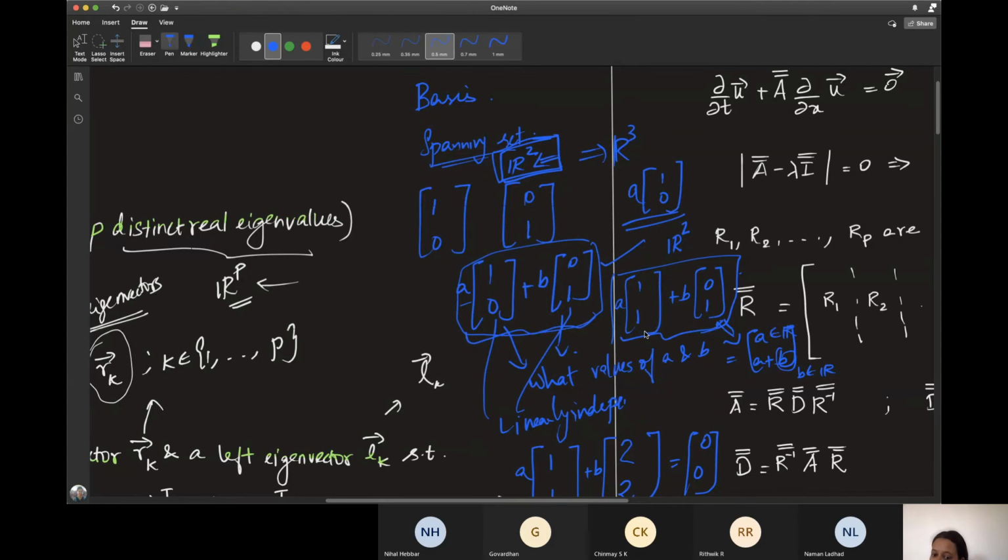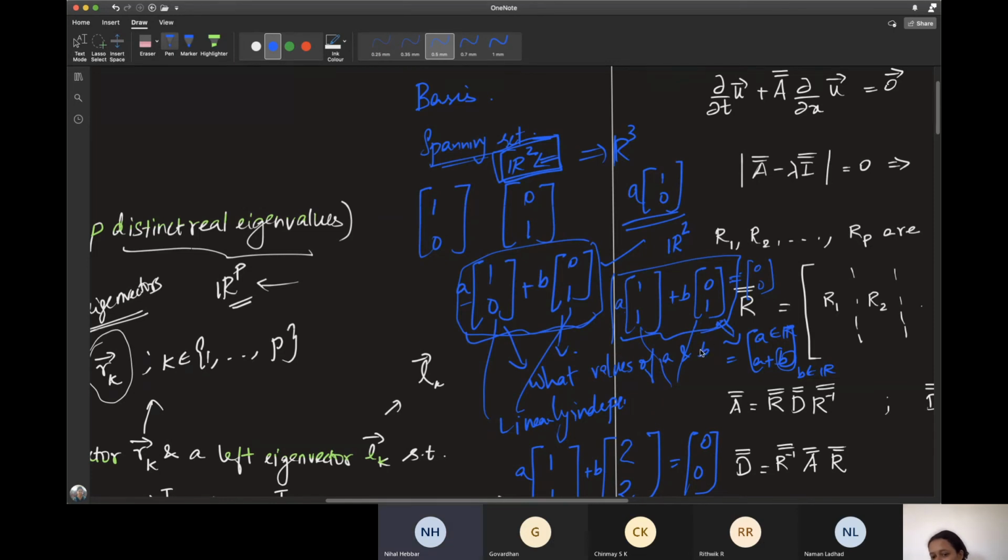And now, are these two vectors linearly independent? If you put equal to 0 here, a zero vector here, is A and B being 0 the only possibility, or are there other possibilities too for having a zero vector?